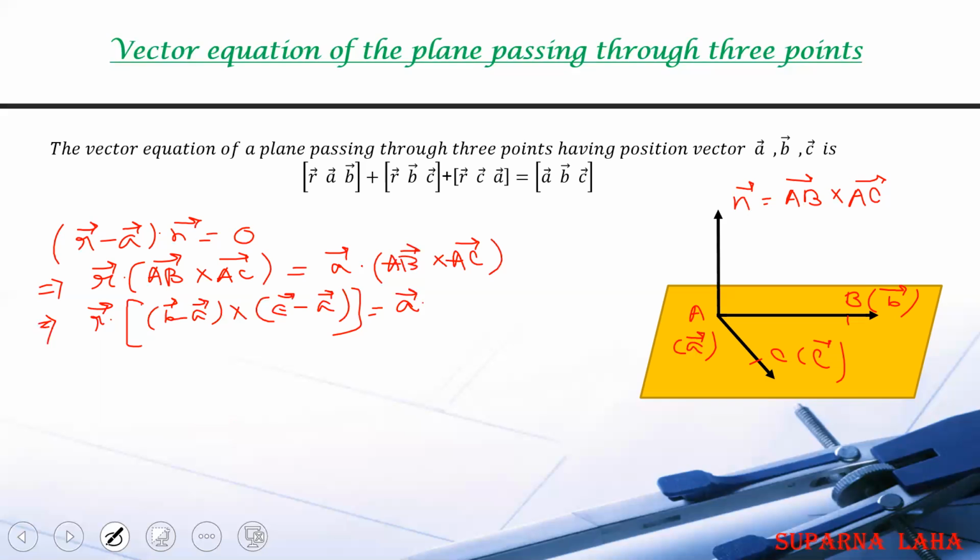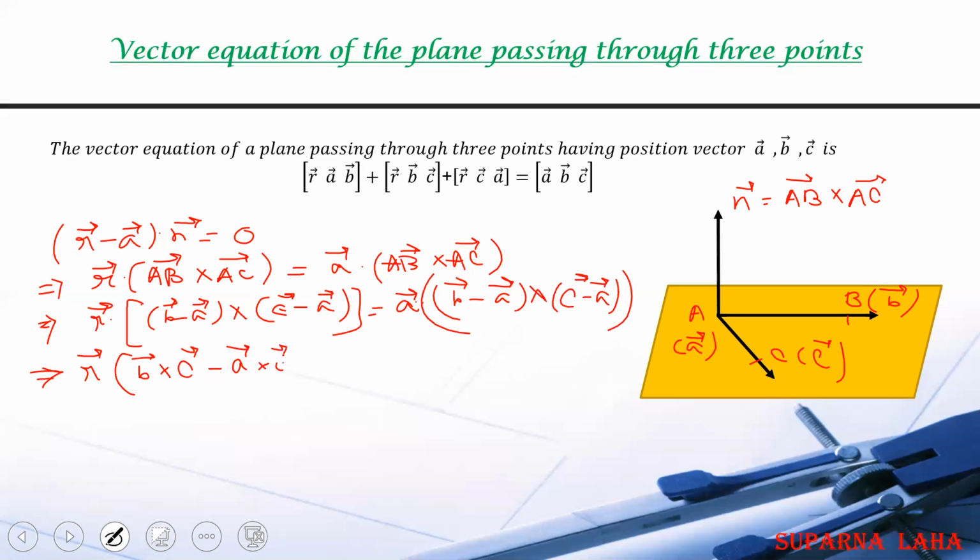And this is A vector dot product with B minus A cross C minus A dot product with. Now look at here. R vector, just break this. So B vector cross C vector minus A vector cross C vector, and then minus B vector cross A vector plus A cross A vector.